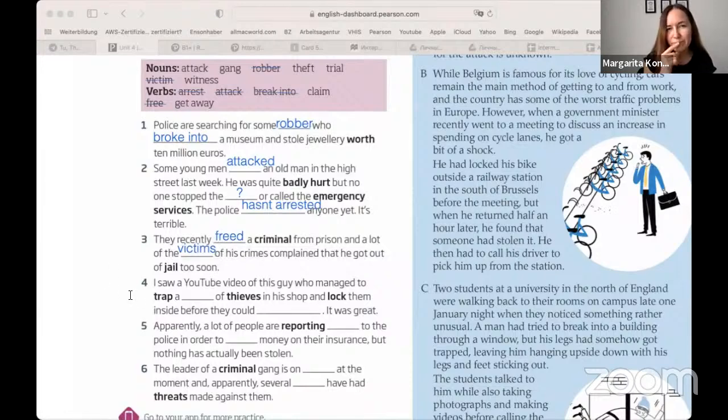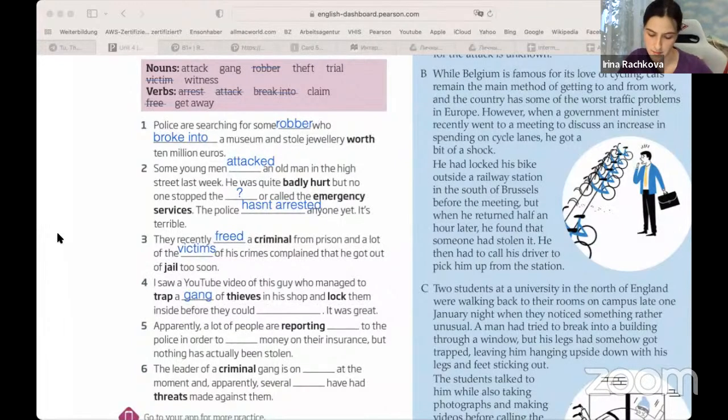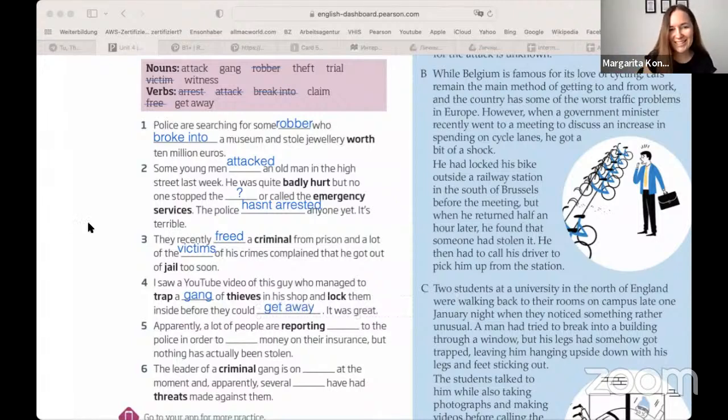Number 4. I saw a YouTube video of this guy who managed to trap a gang of thieves in his shop and locked them inside before they could get away. It was great. Yes, that's right. Very, very nice. Okay, he trapped a gang of thieves.